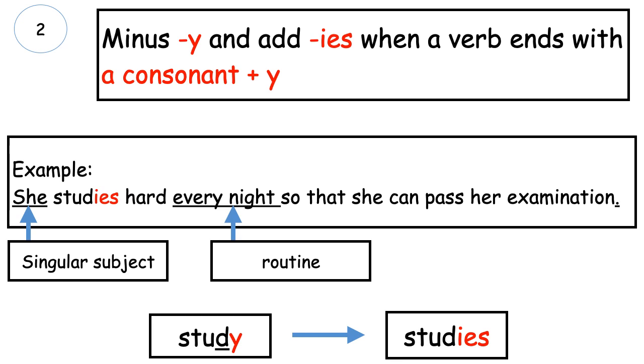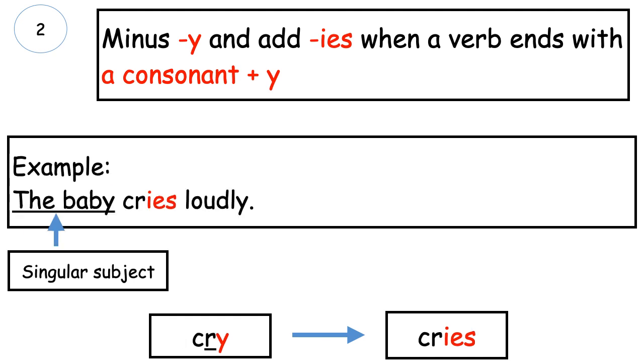We look at the verb. Right, so the original verb is study. S-T-U-D-Y. Alright, we have Y here. Kita ada Y. So, kita tengok yang huruf di depan Y itu apa? D. So, dia konsonan. So, kalau dia konsonan tambah Y, kita perlu buang Y. Lepas tu tambah I-E-S. Alright? Okay, let us look at this example.